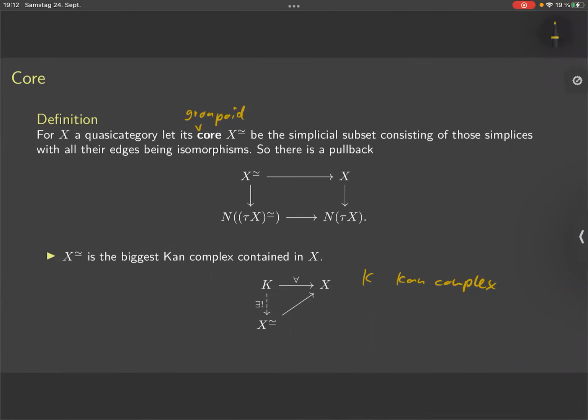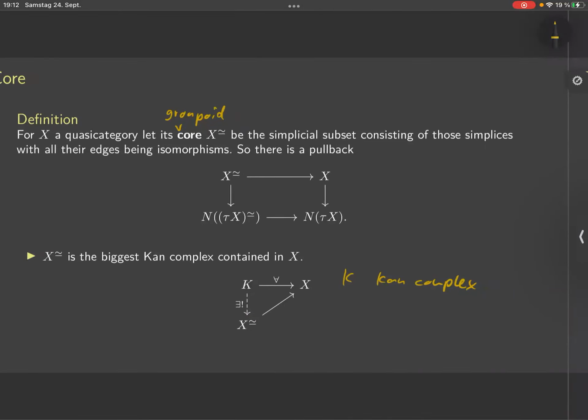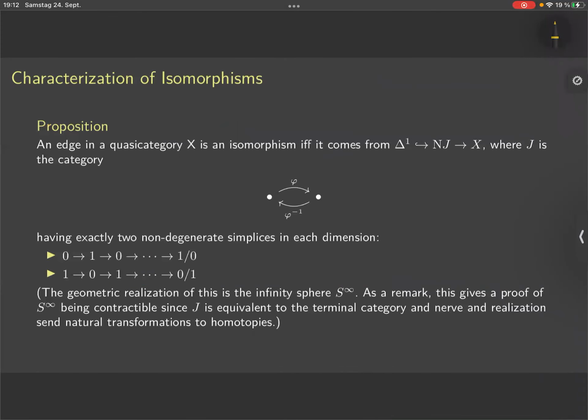Okay. Now let's see what we can do with this. We can characterize isomorphisms. So what is an isomorphism?